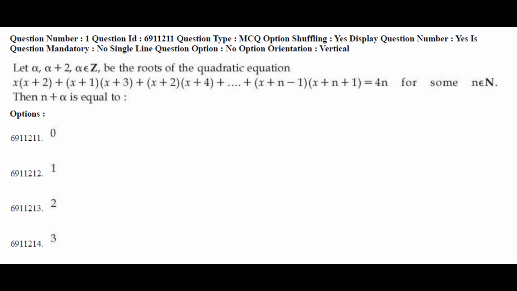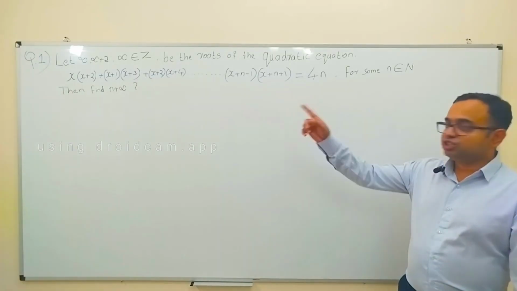Question number 1 of JEE Main Paper 2026 April. Let's begin with the first question.